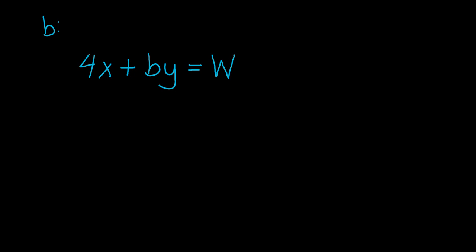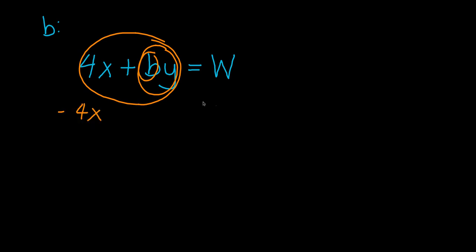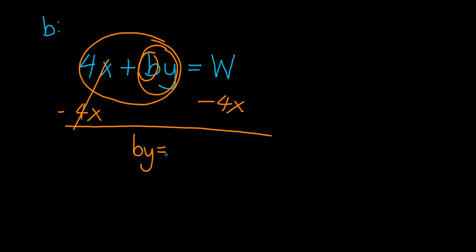Cool, so let's identify really quickly what we were looking for. We want this b all by itself. It's stuck to a y, which is stuck to a 4x. So we got to get rid of that 4x first. We'll do that with a minus 4x. That's how I get rid of a positive 4x, a negative 4x. I've got by equals w minus 4x.